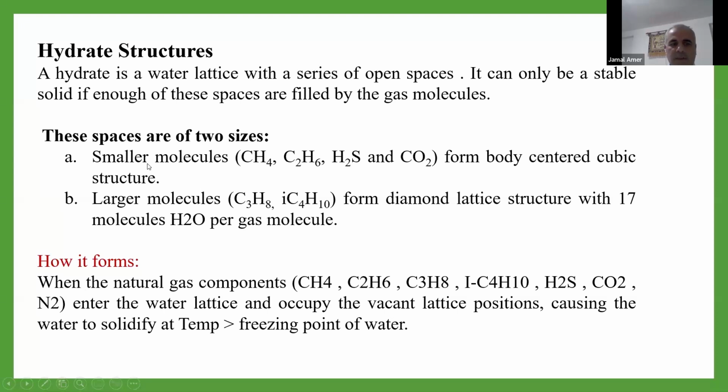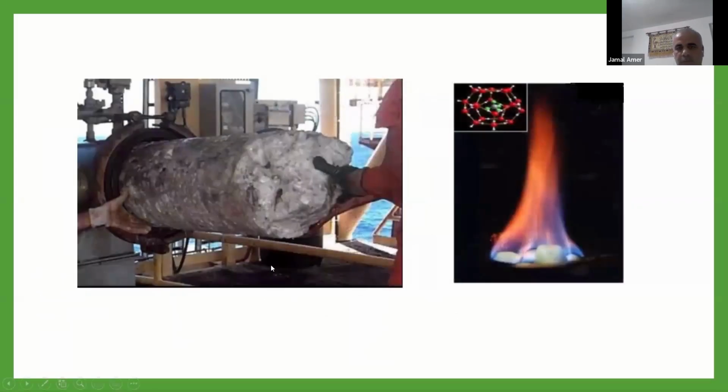So when the natural gas components, methane, ethane, propane, isobutane, H2S, CO2, and nitrogen, enter the water lattice and occupy the vacant lattice positions, they cause the water to solidify at a temperature even higher than the freezing point of water. As we see, this is hydrate formed. It's not similar to ice.